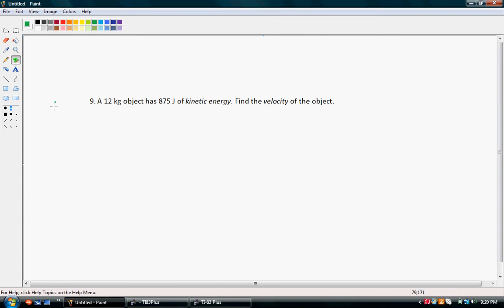Hey guys, so this is a problem that is a lot like your problem number 9 on your homework for Energy 1. And so let's tackle this problem.